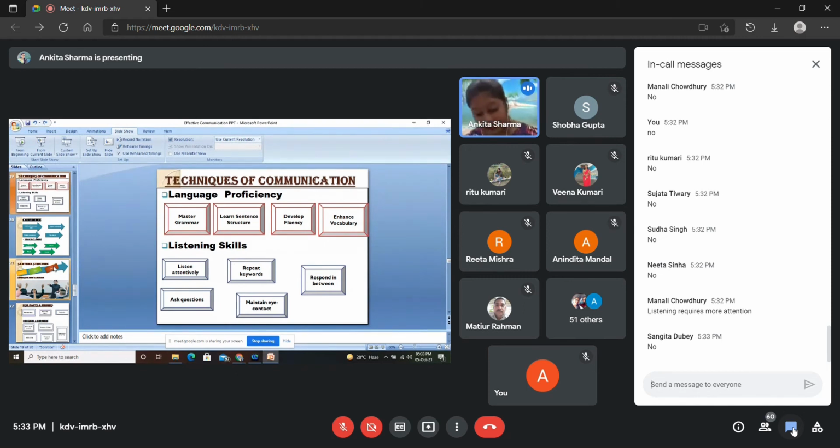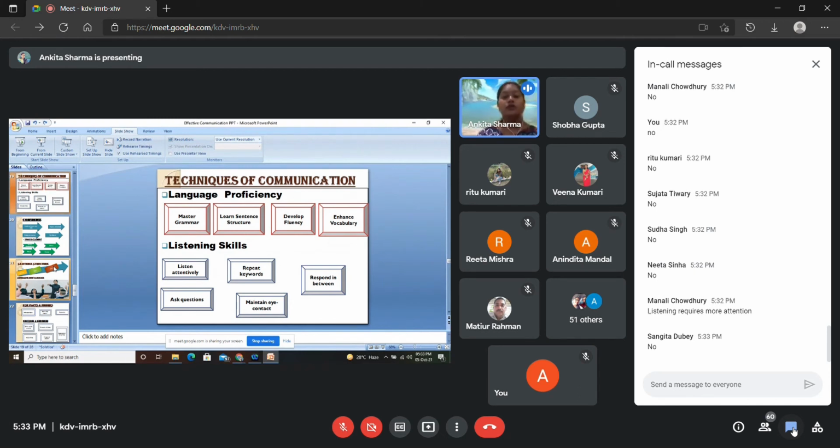Listening requires more. Yes, rightly said, Manali teacher. Listening requires attentiveness. You have to listen attentively. Sometimes we get bored and we don't listen. What we can do is repeat the keywords to make it effective communication, because the listener is also a part of the communication process. Next is respond in between. As I can see, a lot of teachers are responding in between, which clearly shows that they're listening attentively.